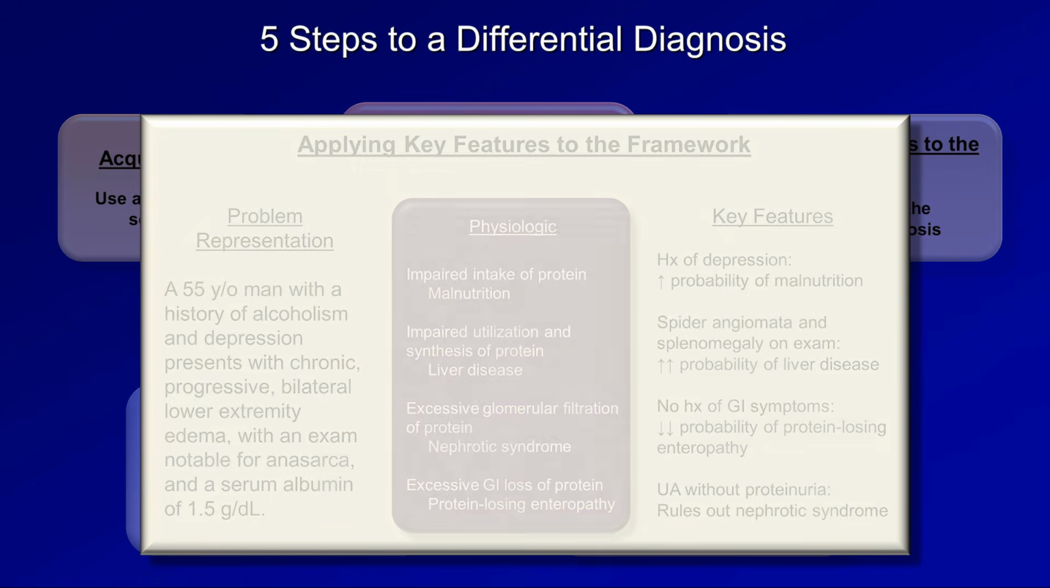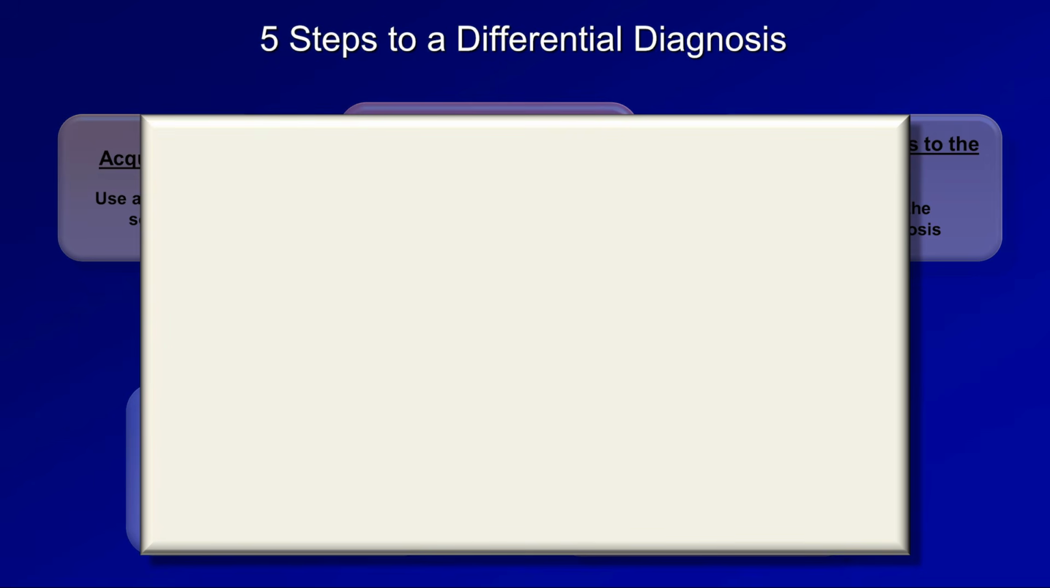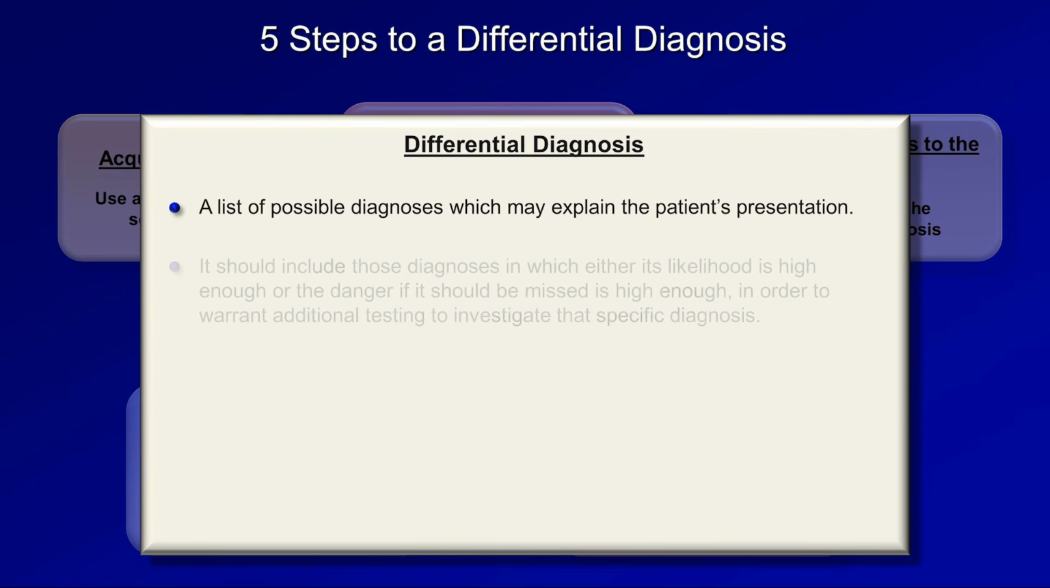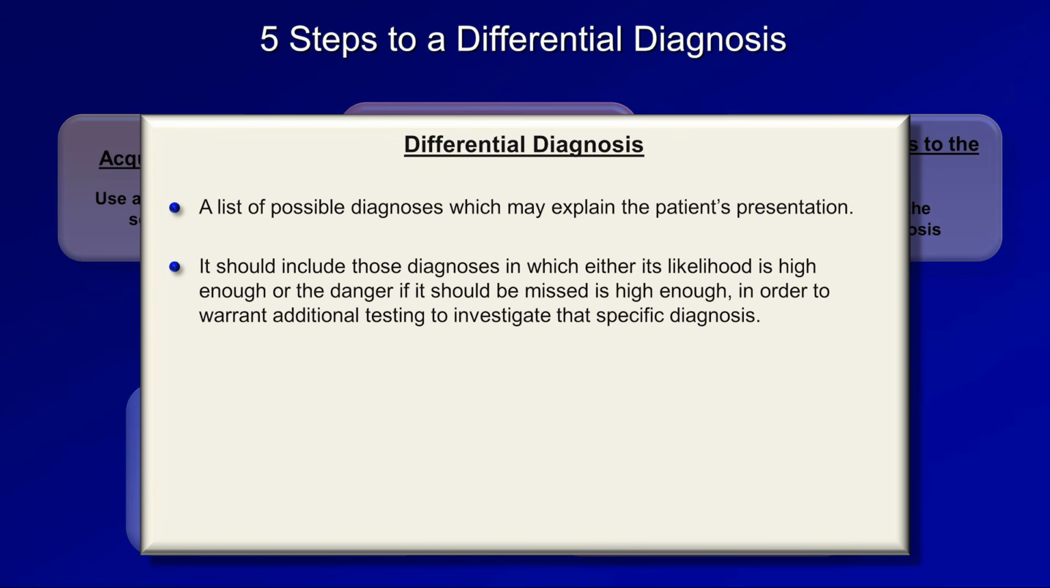Perhaps I should have started this video with a discussion of the next issue, but although most of you are likely familiar with the term differential diagnosis, let me define it specifically so that we are all on the same page with how I'm using it. A differential diagnosis, often abbreviated as just the differential, is a list of possible diagnoses which may explain the patient's presentation. It should include those diagnoses in which either its likelihood is high enough or the danger if it should be missed is high enough in order to warrant additional testing to investigate that specific diagnosis.